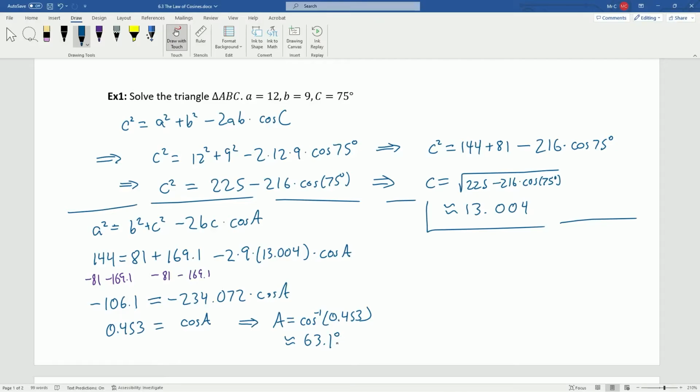Okay, well that's great. That gives me my second angle. And of course, once I have two angles, I can always find my third angle by taking 180 degrees minus the other two angles. And that gives me approximately 41.9 degrees.